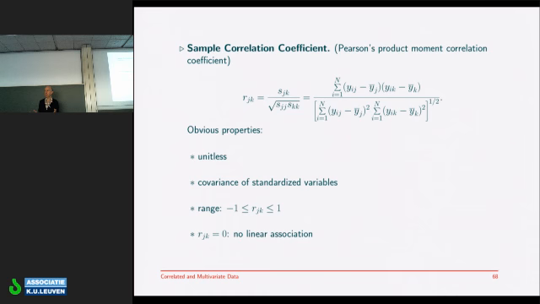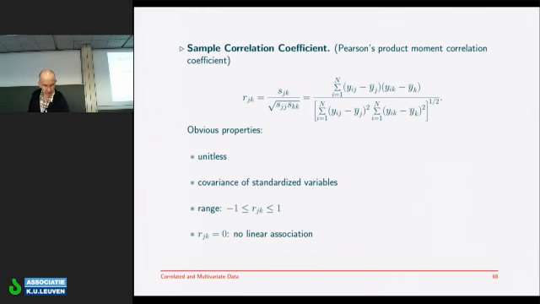Otherwise, it could not lie between minus 1 and plus 1. You cannot have something restricted to an interval and have arbitrary units, because you change the units and the interval would change. It's not possible. It must be unitless. 0 means no linear association. It doesn't mean no association. There are types of association that are not captured by the correlation.